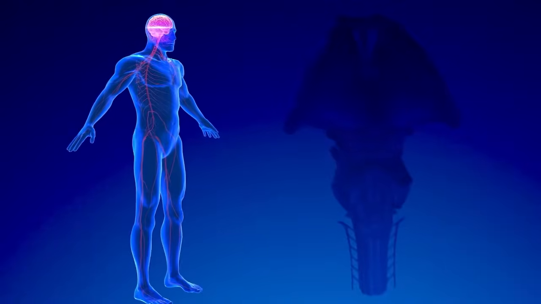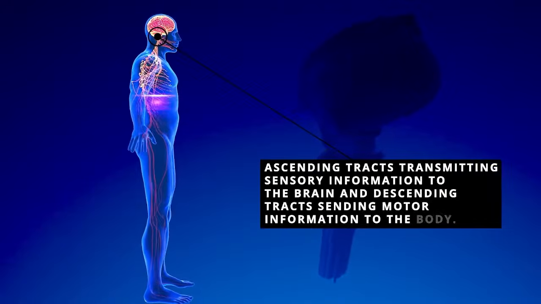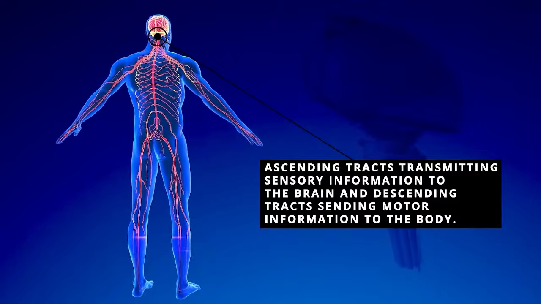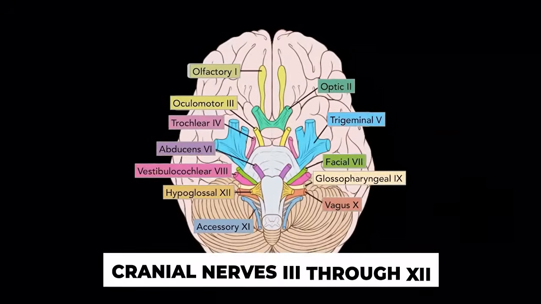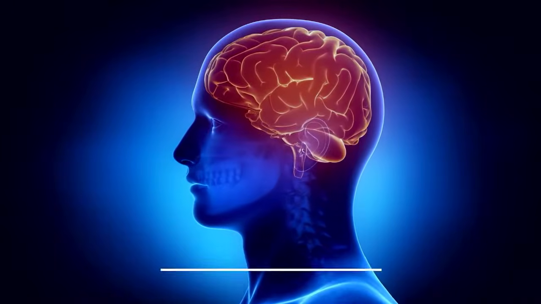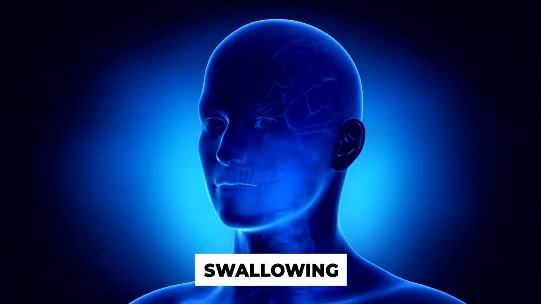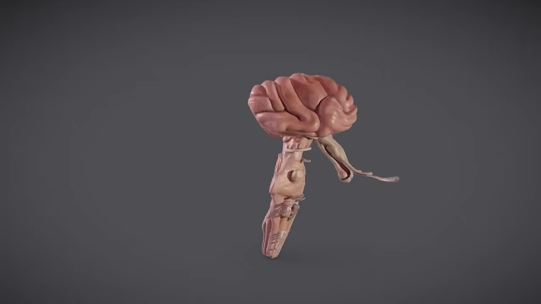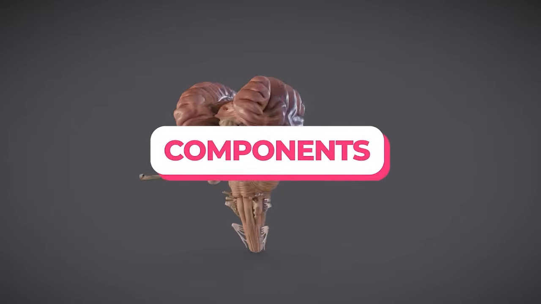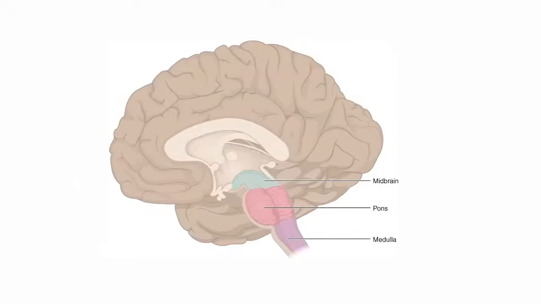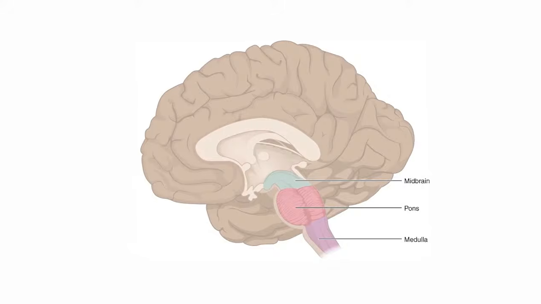The brainstem serves as a conduit, with ascending tracts transmitting sensory information to the brain and descending tracts sending motor information to the body. Cranial nerves 3 through 12 originate from the brainstem, controlling functions such as facial expressions, swallowing, and sensation in the face. Here's a detailed look at the brainstem. Components. The brainstem can be divided into three main structures, each with specific features and functions.